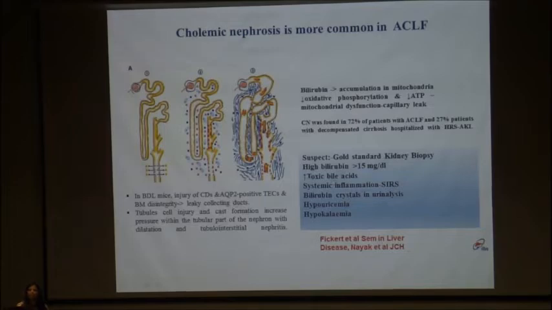So we know that with some data from histology done in the postmortem and in the animal studies, that because these patients are deeply jaundiced, there is toxicity due to bilirubin, there is a proposed toxicity due to bile acids, systemic inflammation, and this can be seen as the presence of bilirubin crystals. And these patients have tubular dysfunction and an intermediate form of functional and structural AKI.